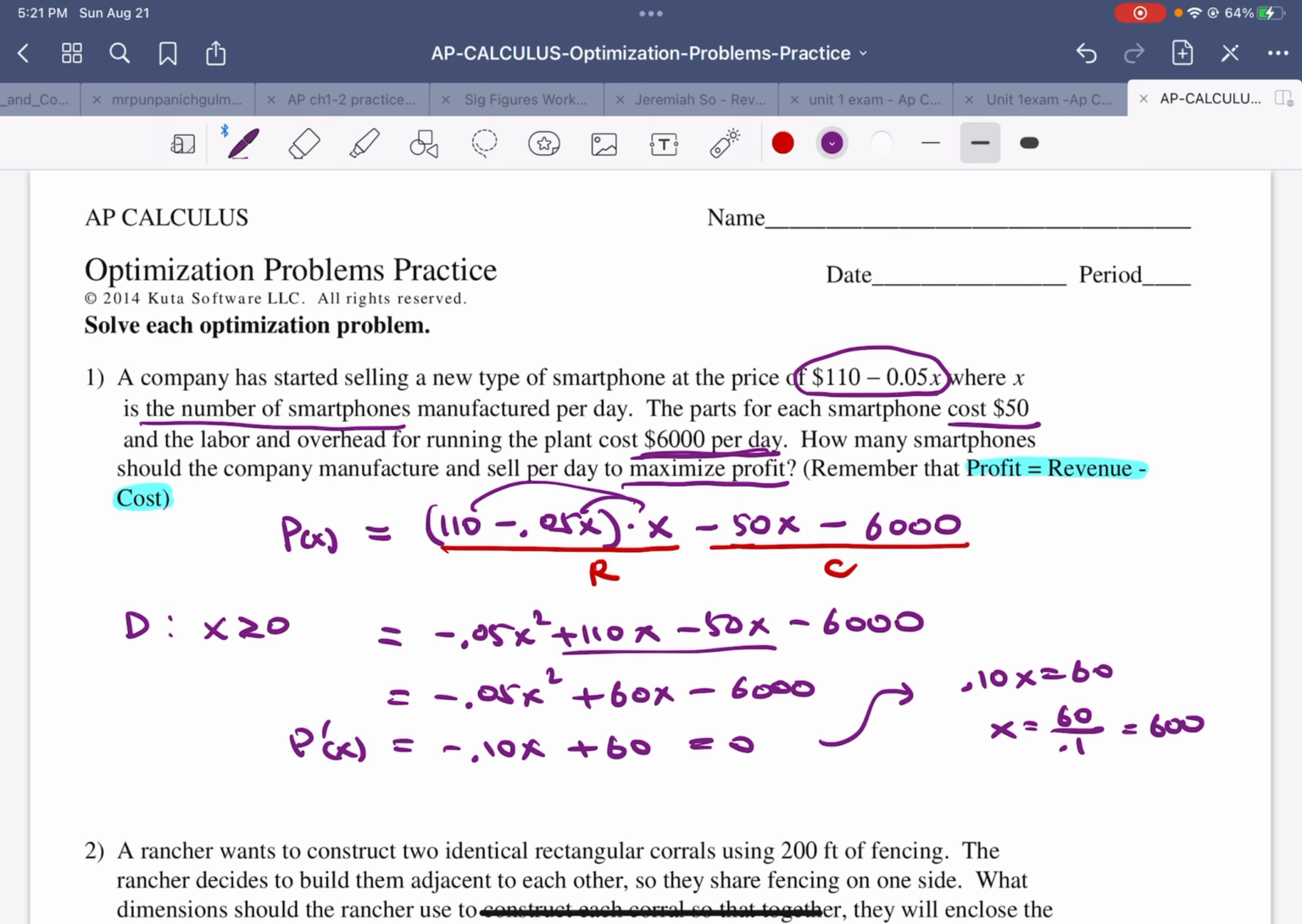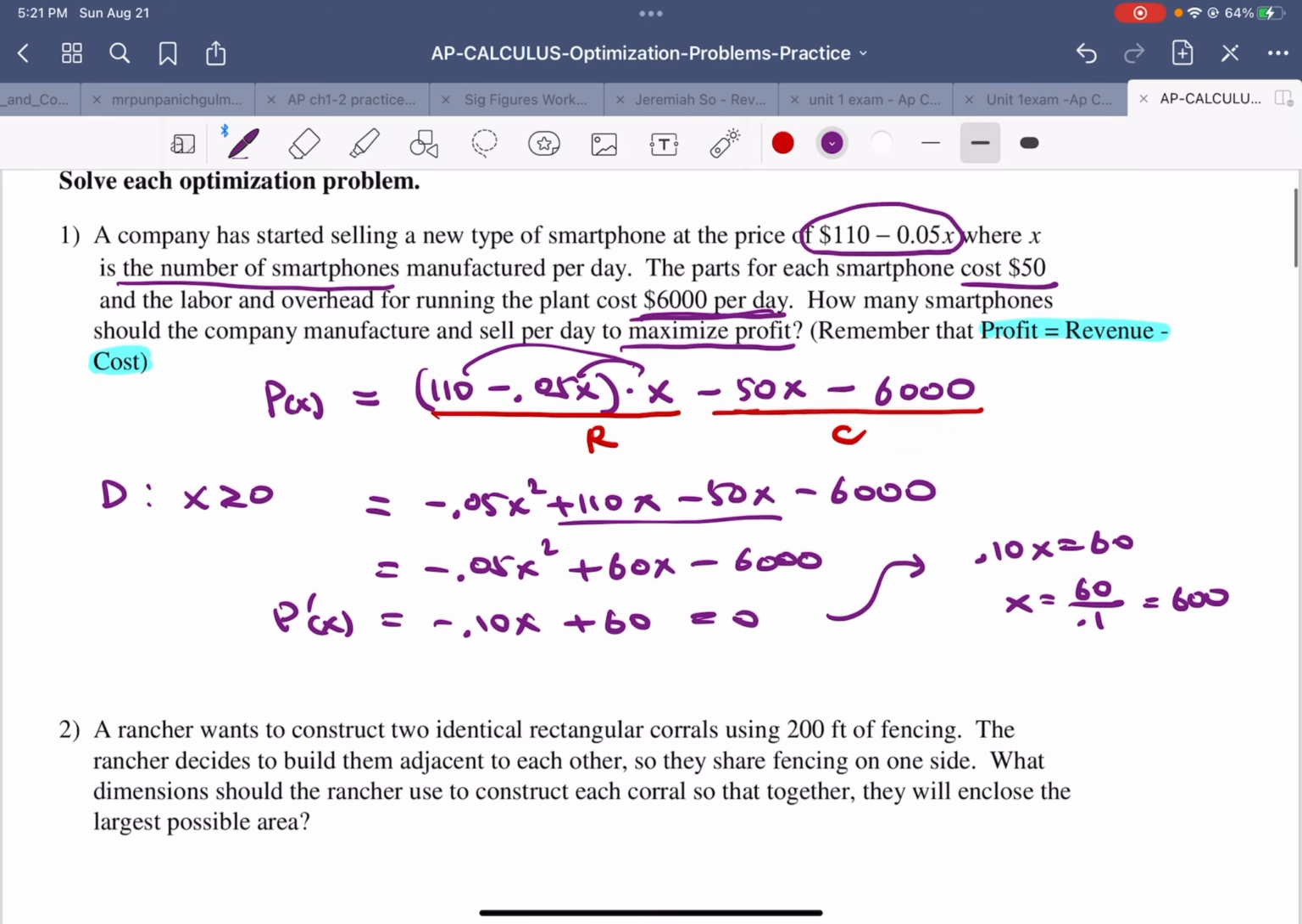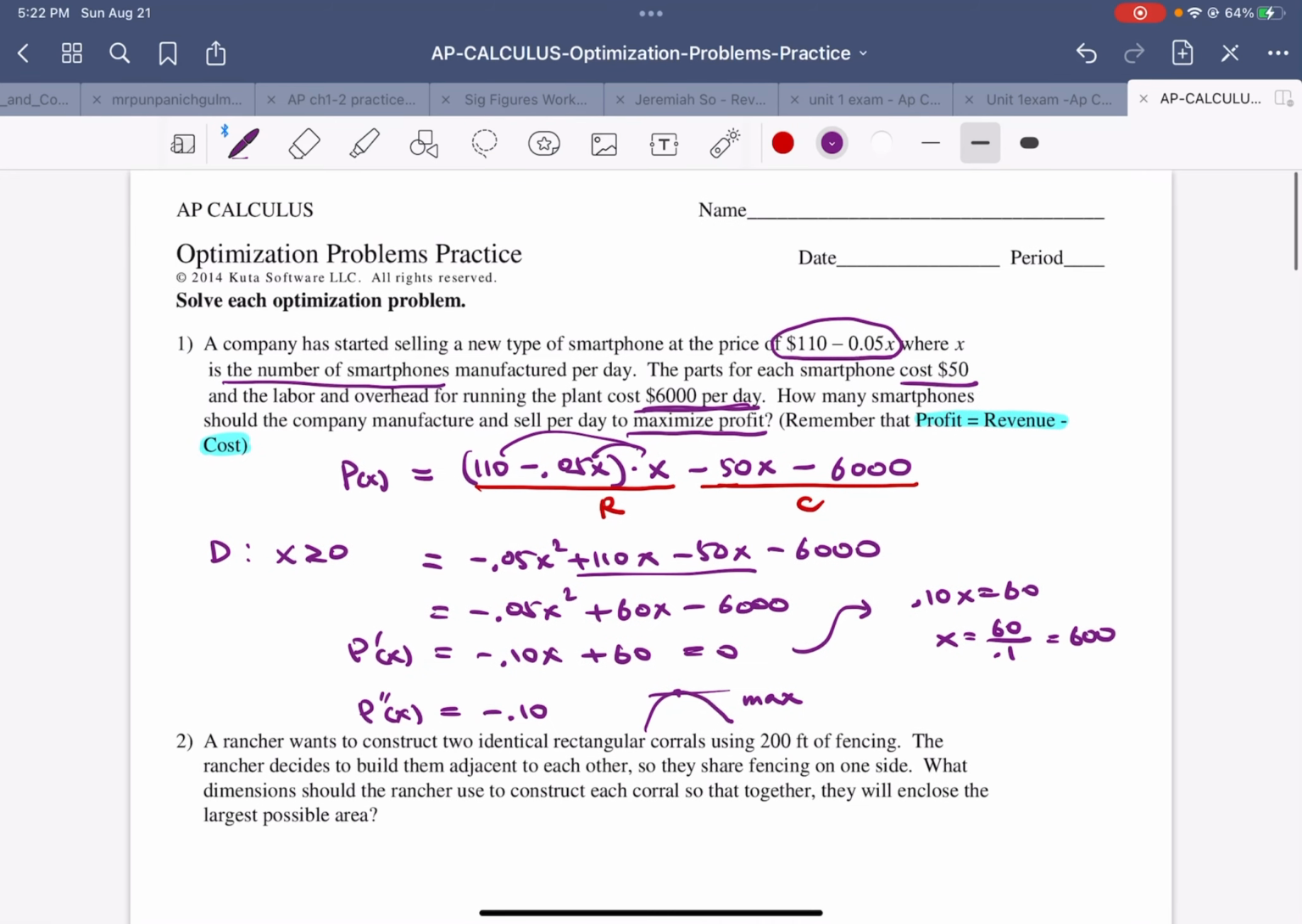But to actually justify the maximum, you can do the first derivative test or the second derivative test. It's up to you. So let's say the second derivative test. When you take a derivative one more time, then you get negative 0.10. Okay, so that means it's always concave down. So concave down, and you have only one critical value. So that means that's a max. It shows a max.